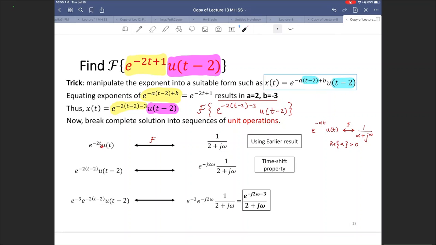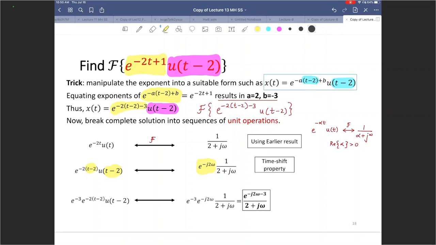Now we can do the time shift, because I want this to be t minus 2. So all the t's are replaced by t minus 2. When you do a time shift in the time domain, right? The time shift is here, not there. Time shift is here and here. The time shift results in a phase term in the frequency domain.